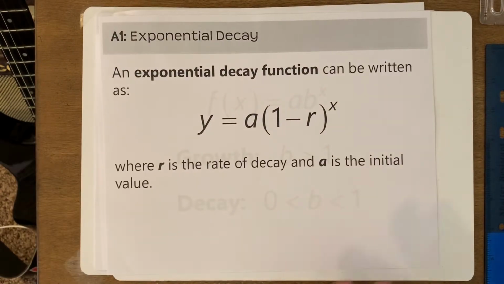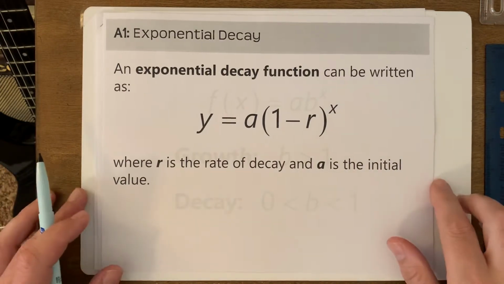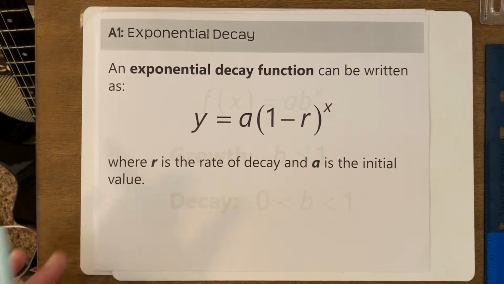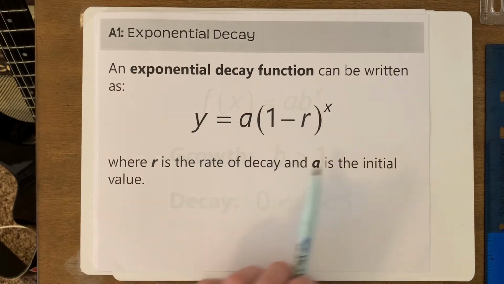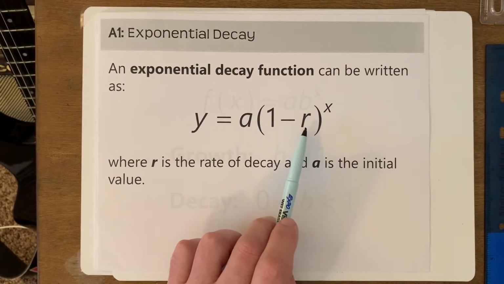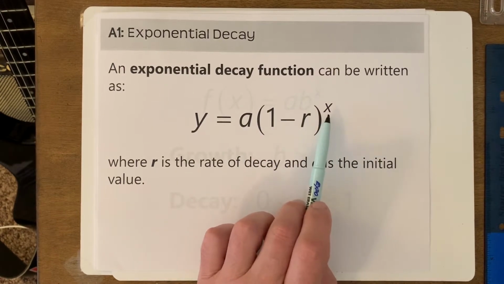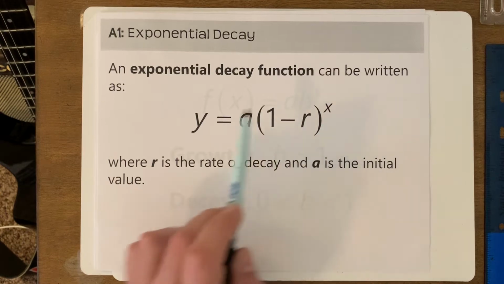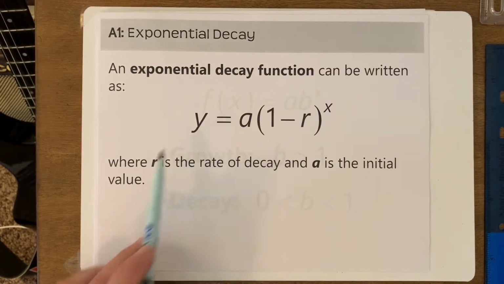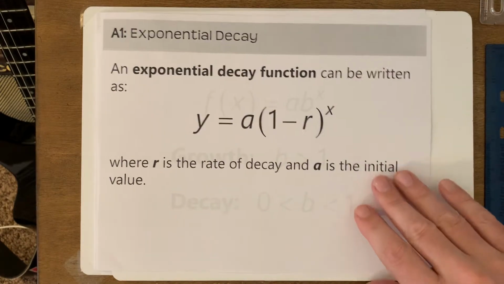Decay is the opposite. Decay is going to represent situations where things are declining exponentially. So it looks just like growth, except you have a minus right there. And so your rate again is going to be a decimal. And then your A is your initial value. Again, you got your exponent here, which is your independent variable. Got your dependent variable here. And r is still the rate of decay, and A is still the initial value.